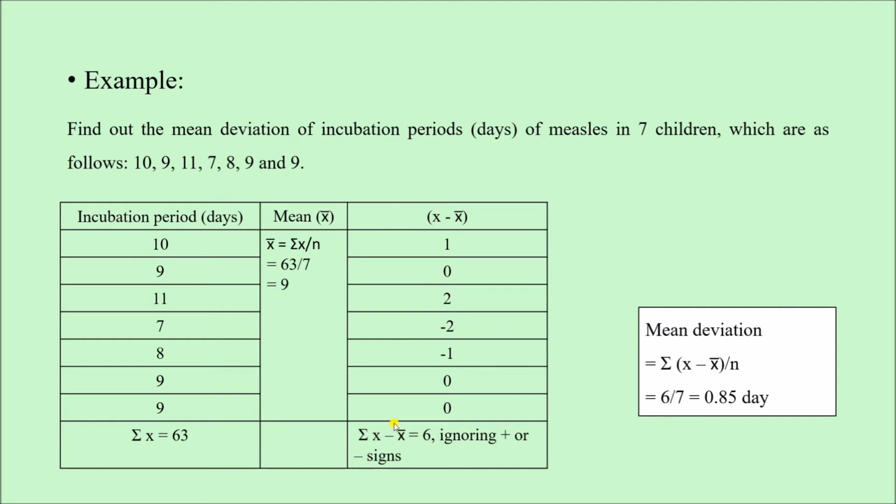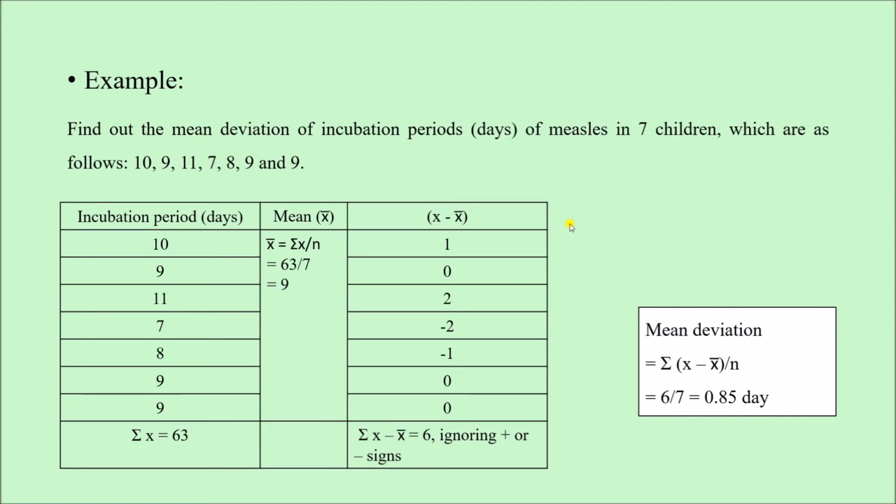The final step is to calculate the mean deviation using this formula, summation of |x minus x bar| divided by n. So summation of |x minus x bar| is 6, divided by n, the number of children, that is 7. So 6 by 7 is approximately 0.85.